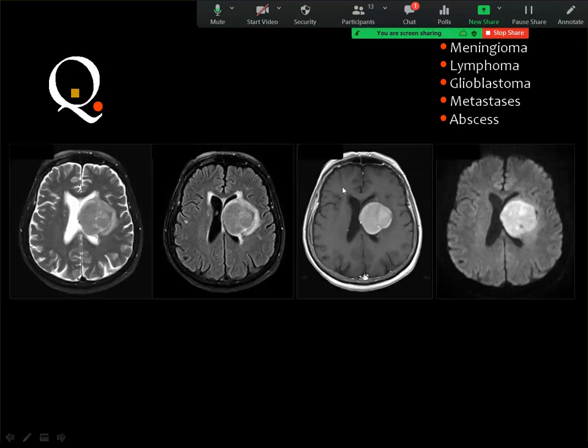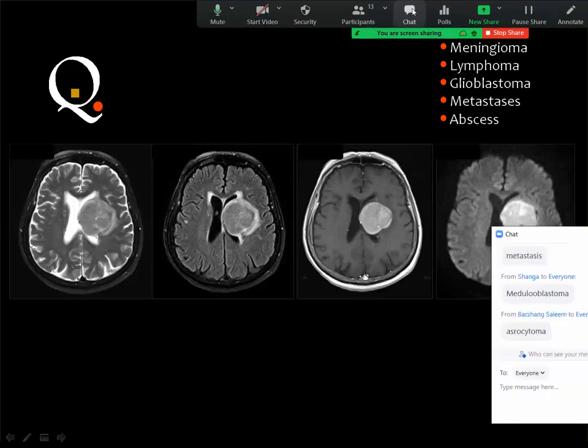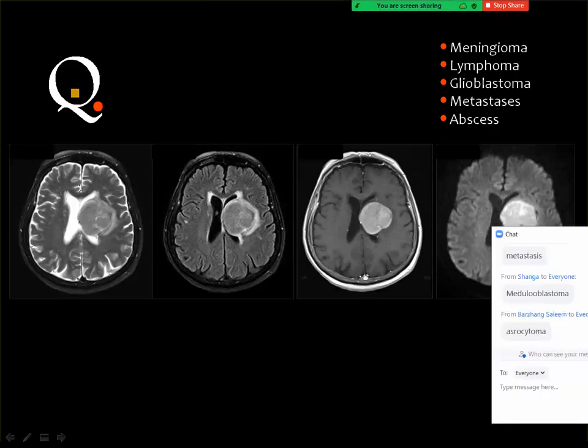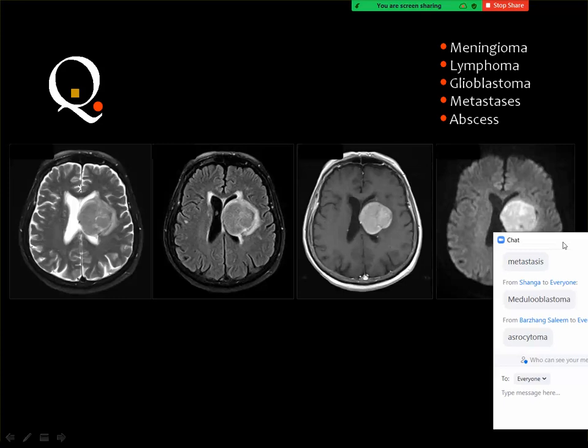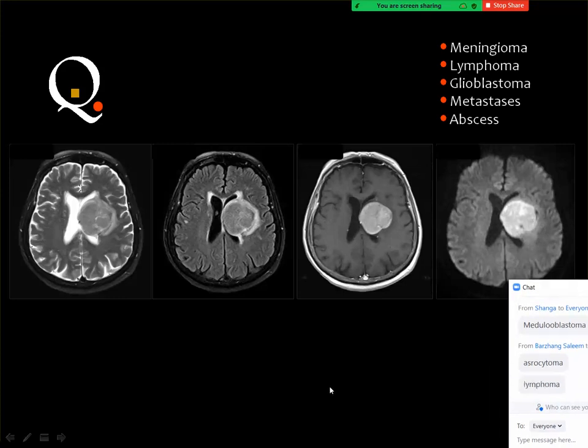Then in this case, you have a big lesion in the left frontoparietal area. This lesion is of intermediate signal on T2 and FLAIR with homogeneous enhancement and diffusion restriction. And these are the possibilities: meningioma, lymphoma, glioblastoma, metastasis, and abscess. Yes, the answer is right.